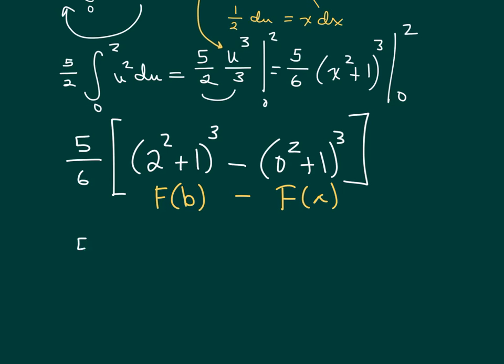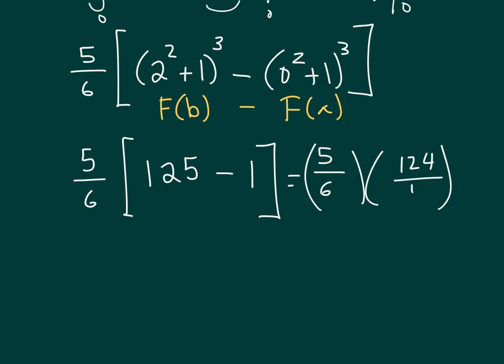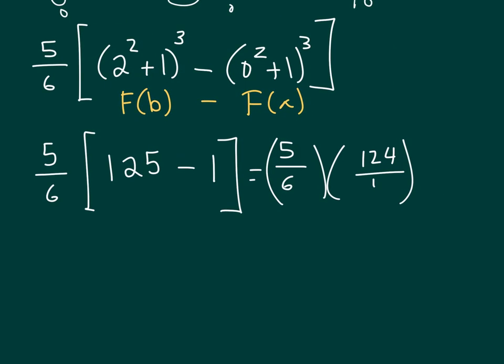And from here, I get 5/6. This is 4 plus 1, which is 5 cubed, which is 5 times 5 is 25, times another 5, 125. And then this piece becomes just 1 cubed. So I get 5/6 times 124, and I can put that over 1 because I'm going to be multiplying the top, which is going to be 620. So 5 times 124, and then over 6.